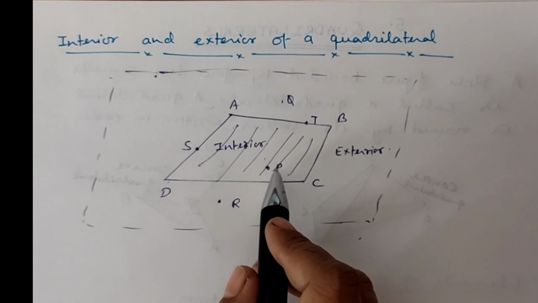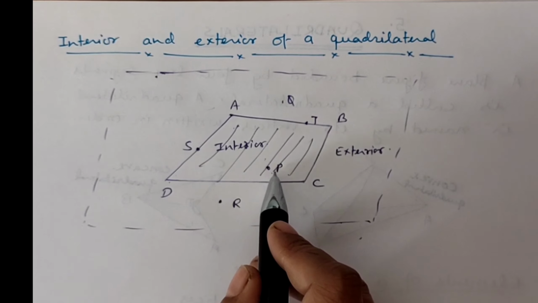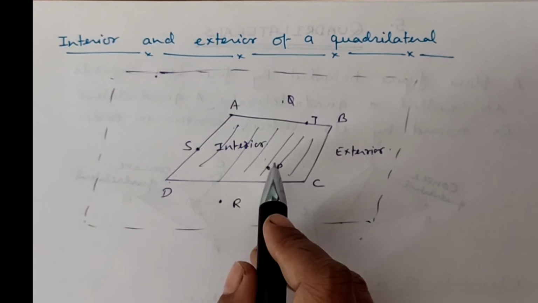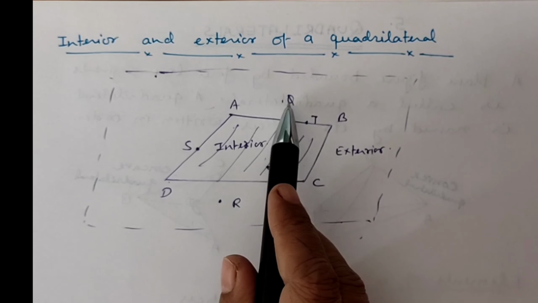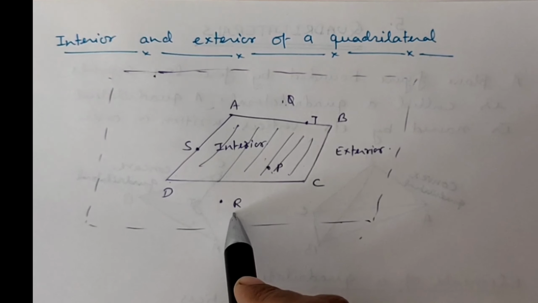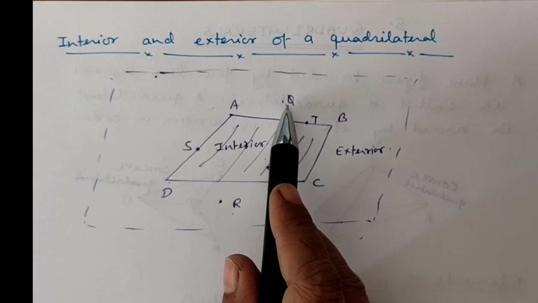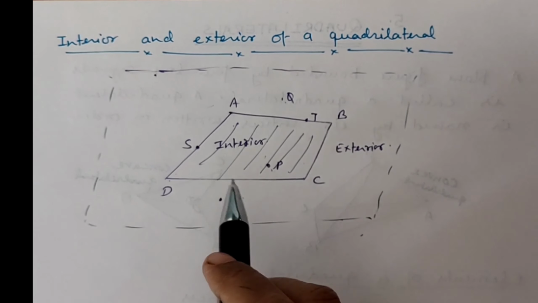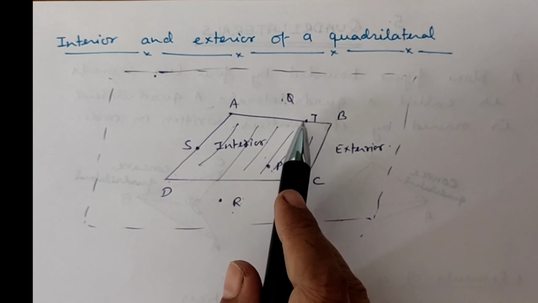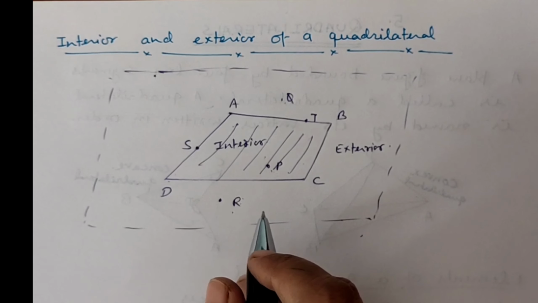Here you can see this point P is the point inside, the interior of quadrilateral ABCD. In the same way, the points Q and R are in the exterior of the quadrilateral, and points S and T lie on the quadrilateral.